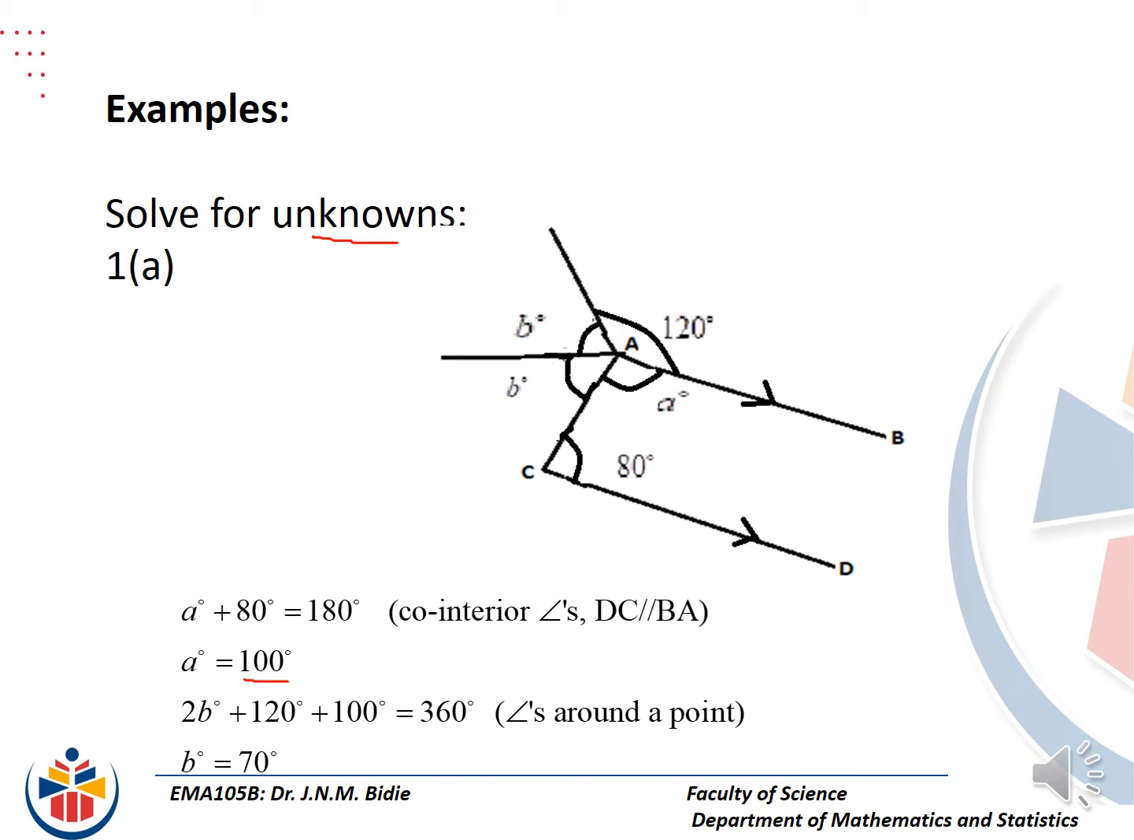Moving on, now we can use angles around a point, meaning A plus 120 plus B equal to 360 degrees. Therefore, you will have 2B equal to 140 degrees, and therefore B equal to 70 degrees. Please remember to always write out the reasons for whatever conclusion that you come up with. Let's go to the next example.